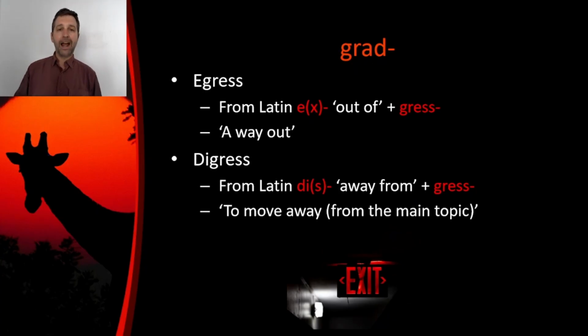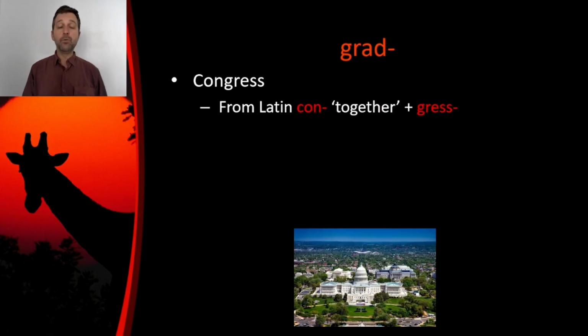So when you digress, you are moving away from the main topic of whatever it is you are trying to say. Of course, the noun is a digression. If you go on a digression, then you are moving away from the main point of whatever it is that you were trying to say.